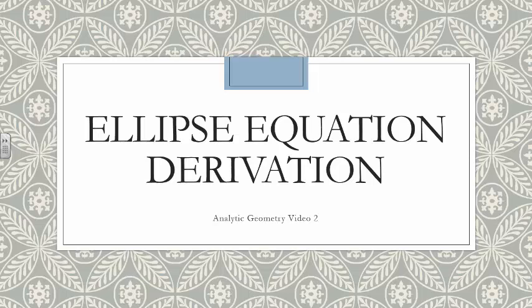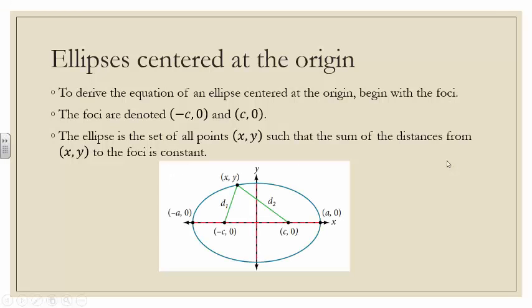Today's video will go over how to derive the equation of an ellipse centered at the origin. To derive the equation of an ellipse centered at the origin, we begin with the foci. We denote the foci -c, 0 and c, 0. Remembering that an ellipse is the set of all points x, y such that the sum of the distances from x, y to the foci is constant.